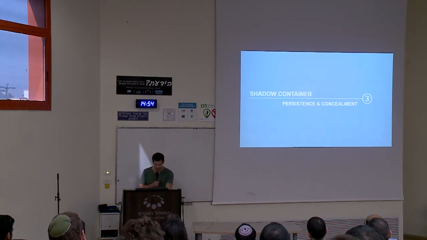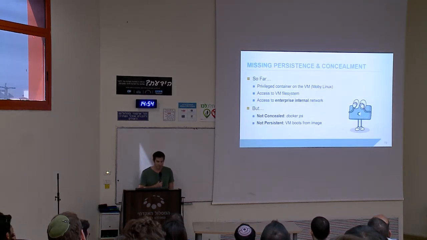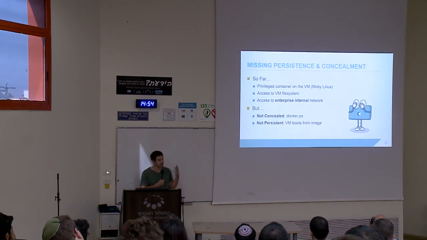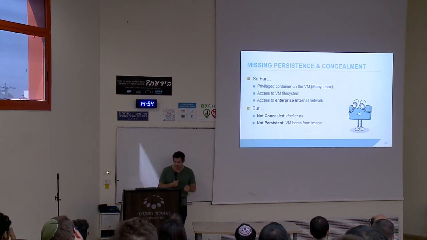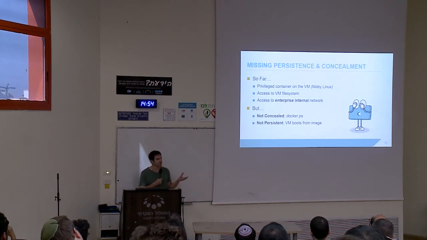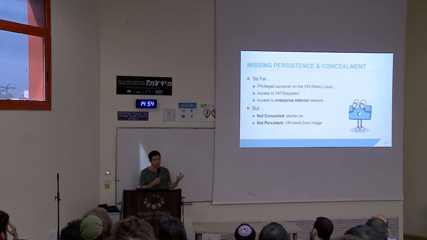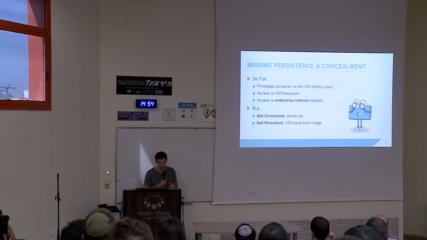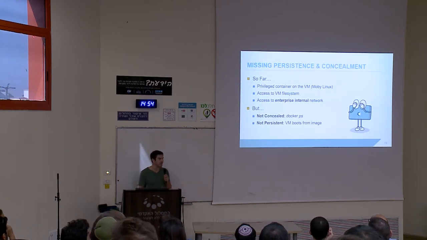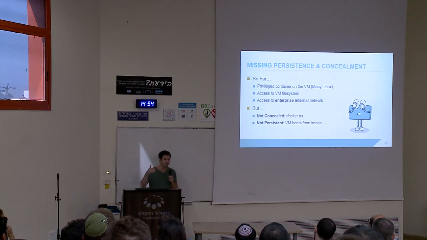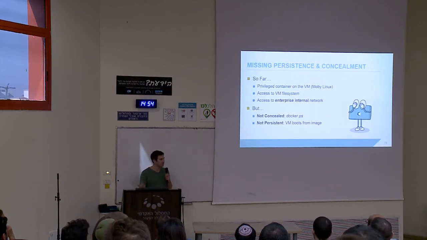So what is a shadow container, and why should we do it? So far, we have the ability to run any privileged container that we want on the virtual host, which means we have full access to the virtual host, full access to Moby Linux, full access to its file system, and we have access to the internal enterprise network. But we are still not concealed. For example, anybody who does docker ps, who shows all of their own containers, will see our container, and we don't want that.